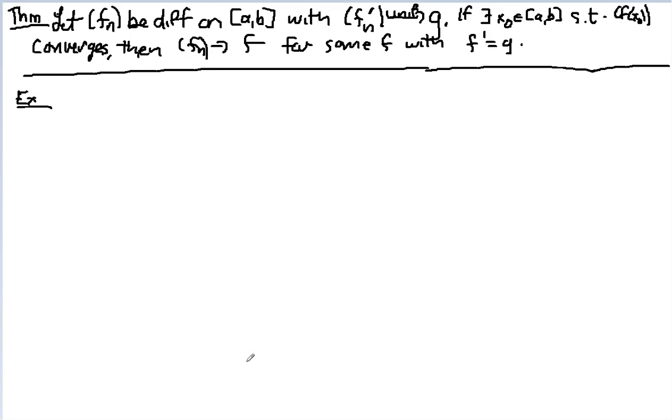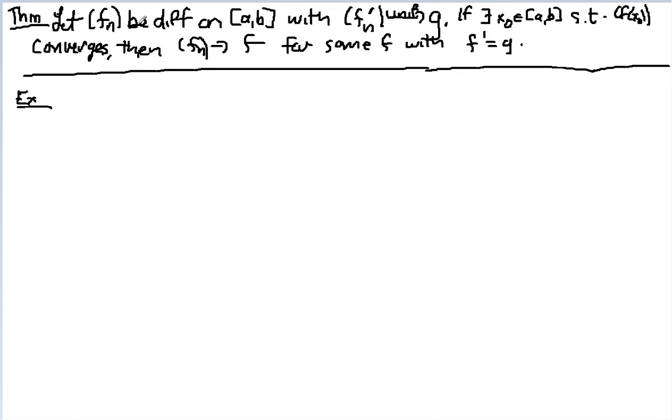The main theorem of this section is: if you have a sequence of differentiable functions on a closed interval, and the derivatives converge uniformly to some g, and there's any point x naught such that f_n of x naught, as a sequence, converges, that means that the original sequence of functions has to converge to f, and f prime equals g, which is what you'd hope for. That is, the derivatives converge to f prime, whatever that does.